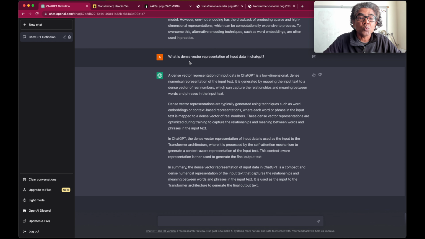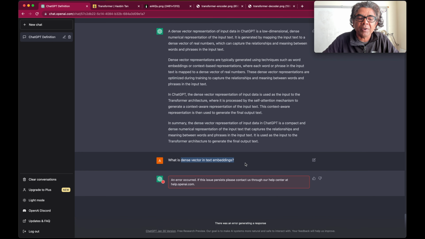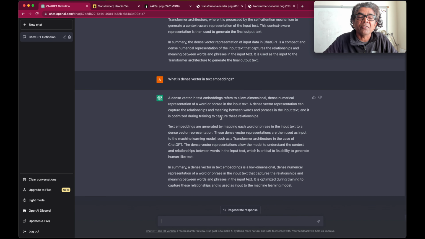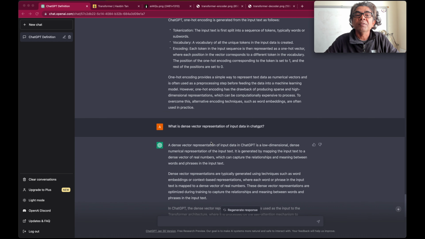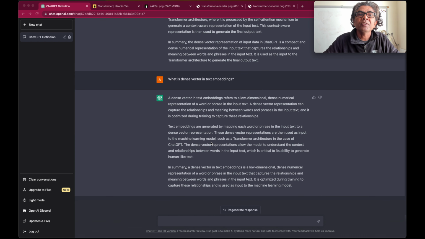If you are still not sure what the dense vector is, because we just got the answer, the dense vector representation for the input data in ChatGPT, the question can be: what is a dense vector in text embeddings? We asked again in a new session, and here you can get the answer with regard to dense vectors in general to generate the text embeddings. So we are still working on the input processing, how the input is created for ChatGPT to consume. We haven't even got inside the encoder and decoder part of ChatGPT yet.